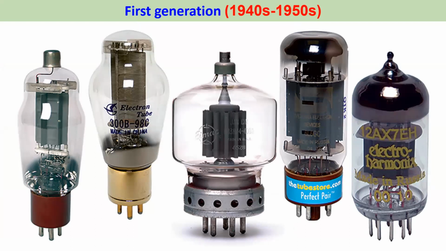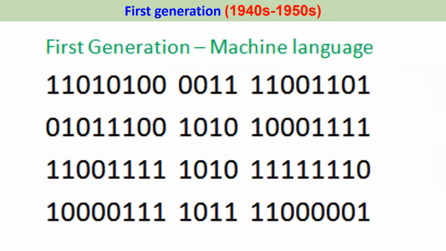Therefore, the computer size is very large. Normally, it took 2 or 3 rooms of today's size to establish a machine. This is machine language. Some instructions here you can find contain only ones and zeros.